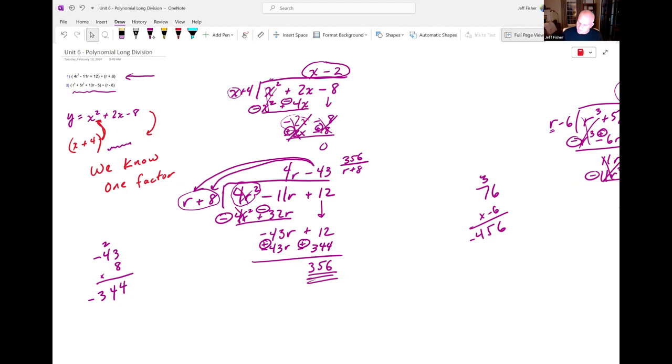So let's move on. The reason we do polynomial long division is so we can find a different factor. If we have one factor and we need to find another factor, we can long divide the one factor into the original polynomial. Okay, and so you'll see that coming back again.